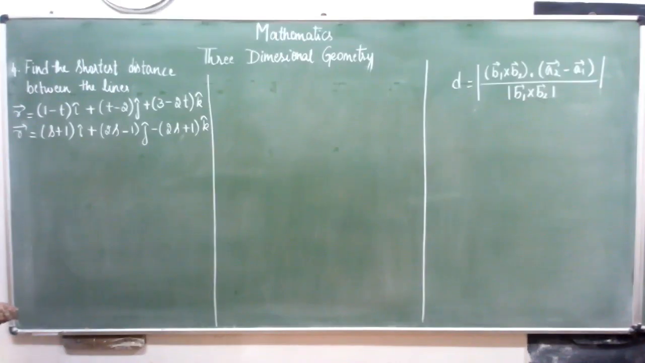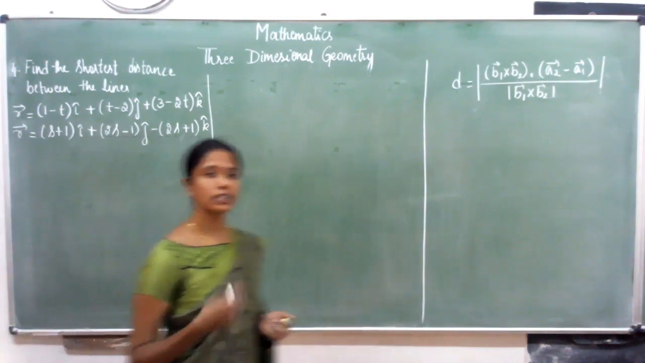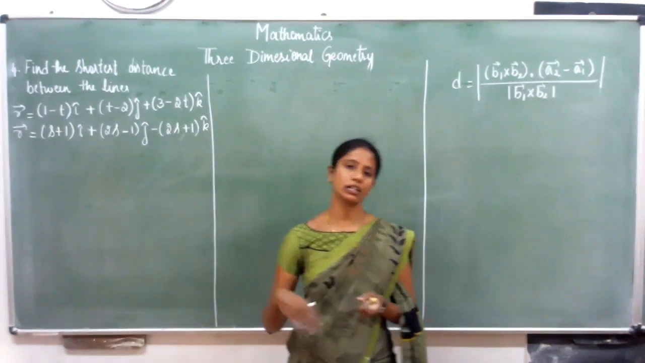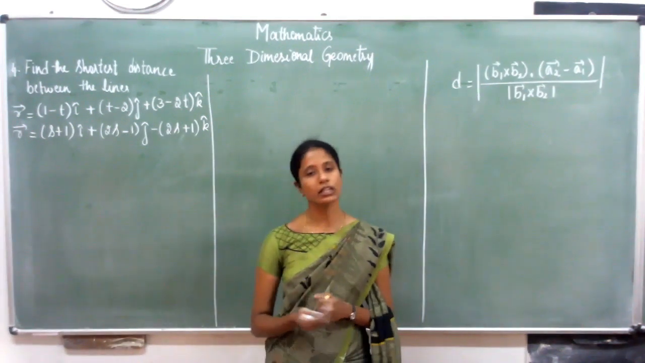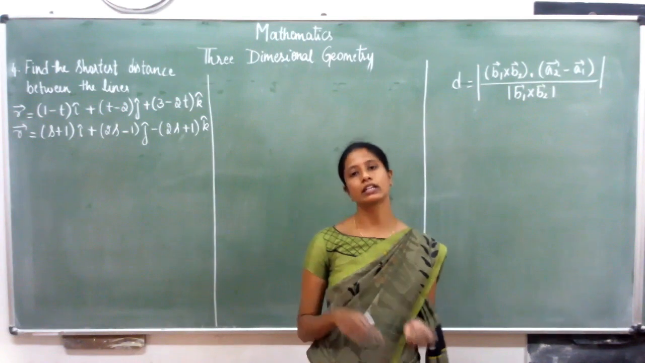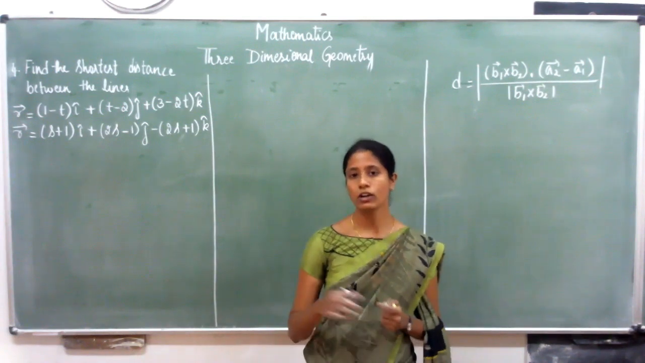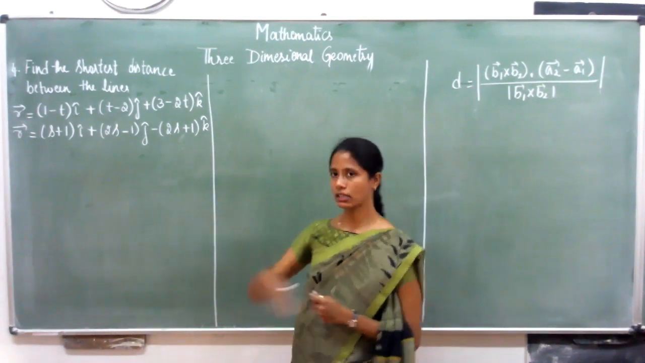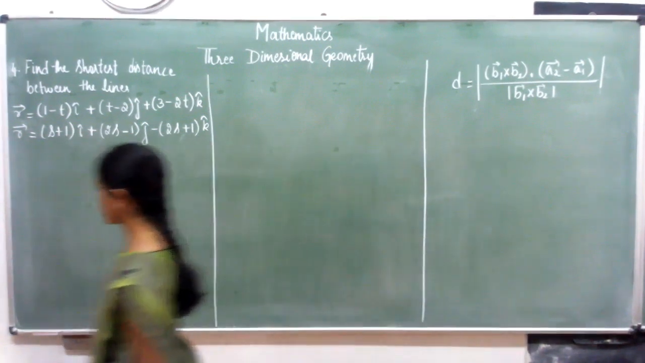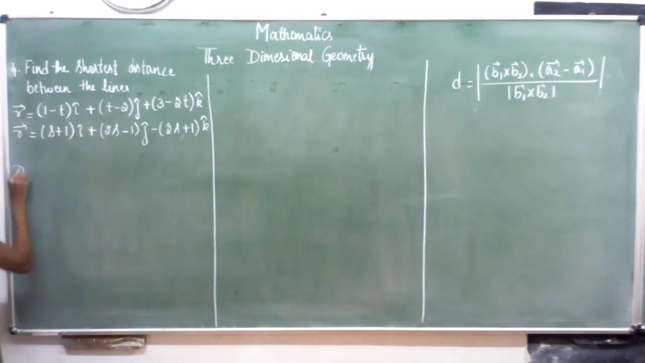Next question. Here we need to find the shortest distance between the two lines again. Here they have not directly given the equation in the form vector r is equal to vector a1 plus lambda times vector b1, and vector r is equal to vector a2 plus lambda times b2. So first we need to reduce the given equation into that form. Let us take up the first equation given here.